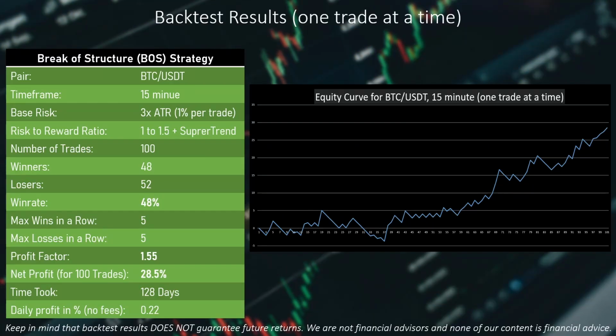And the results are in. After conducting 100 trades on the BTC USDT 15-minute chart with a 1% risk per trade, the break-of-structure strategy had 48 winners and 52 losers. With a variable risk-to-reward ratio, this strategy achieved a total net profit of 28.5% with a profit factor of 1.55. The time taken to complete the 100 trades was 128 days, resulting in an average daily profit of 0.22%.